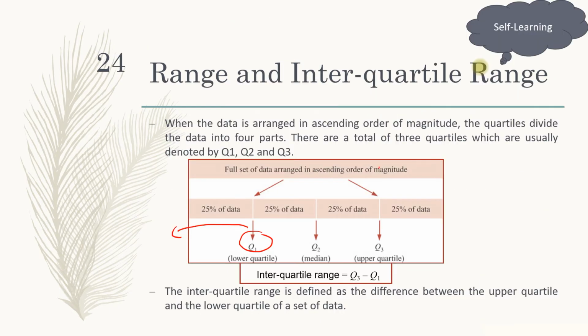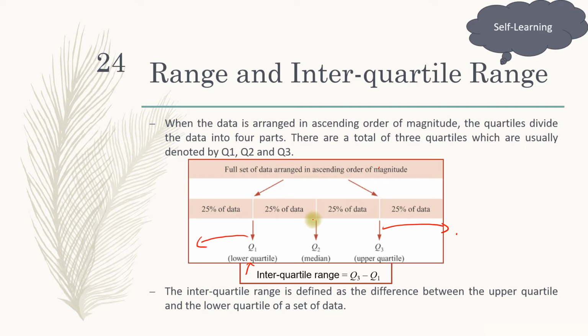Because when you look at this arrangement here, you've divided your data into 4 parts. This one means that a quarter of the data lies before it. So this is why we call it the lower quartile. This one, a quarter of the data lies after it. This is why we call it the upper quartile.